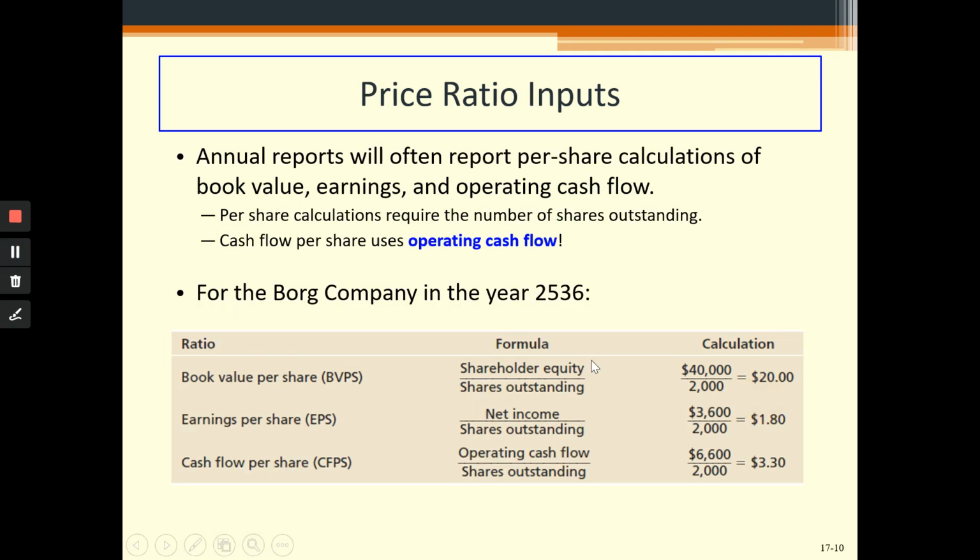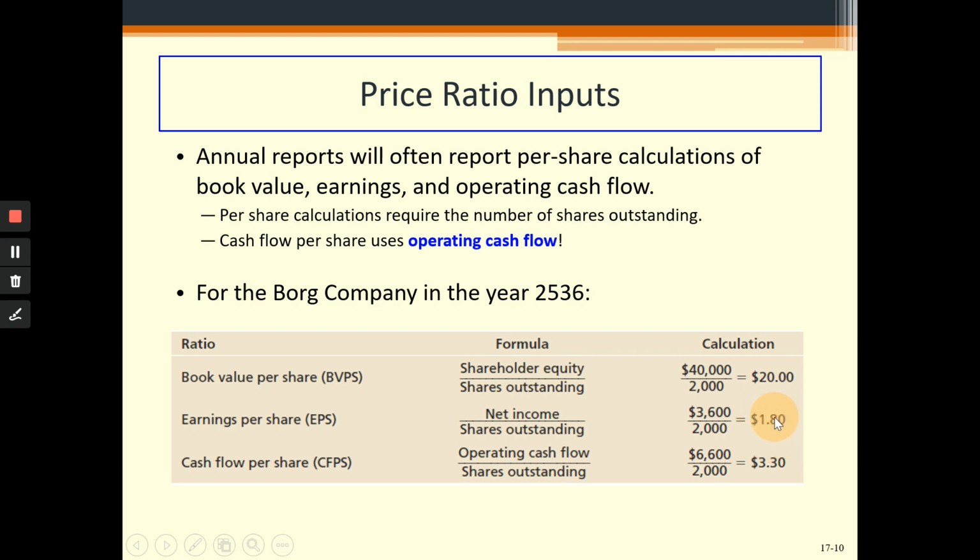The book value per share for this company we can easily calculate. On one of the slides, where the balance sheet is given, it is clearly mentioned that the company's outstanding shares are 2,000. So the book value per share is 40,000 divided by 2,000. The earnings per share is your net income divided by shares outstanding, so 3,600 divided by 2,000. So the earnings per share is $1.80.